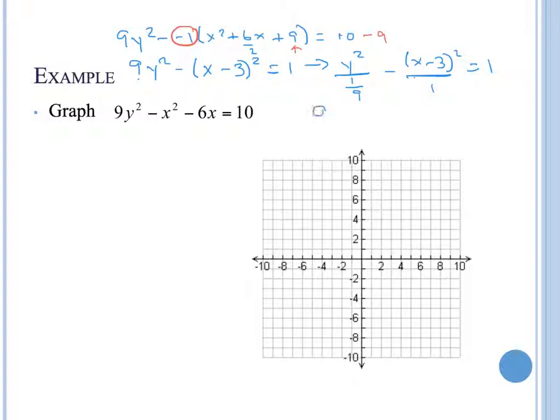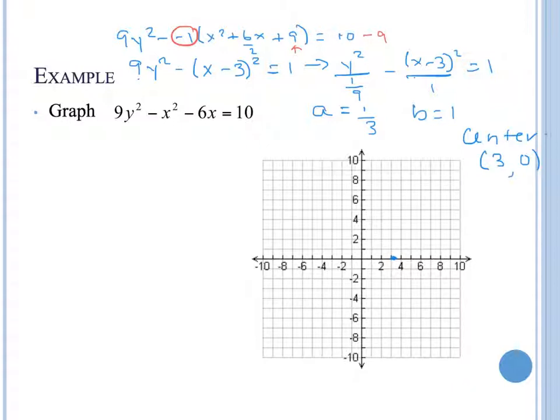So now my a value, if I take the square root of 1/9, is 1/3. My b value, if I take the square root of 1, is 1. And I need to find my center. So my center, my x value is at 3, my y value is at 0. So centered at 3, 0, I am going up by 1/3.